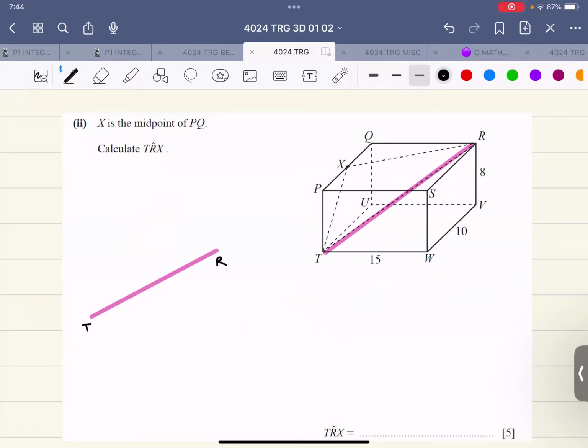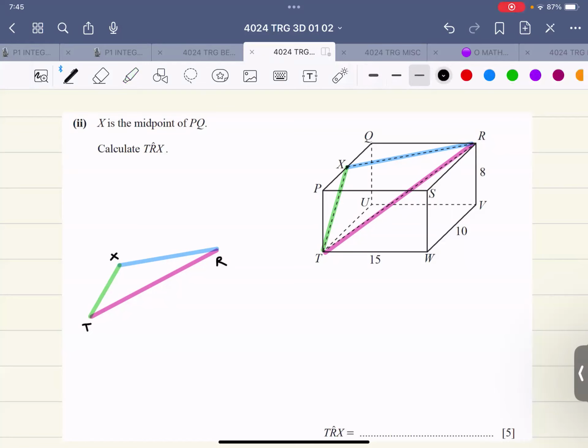And what else is there? XR. So XR, I can draw it like this. So let me draw XR over here. So I will be needing XR like this. And then I have TX. So I'll be needing TX. So TX is something like this. Okay, just a small version of that. So this is TR and X.